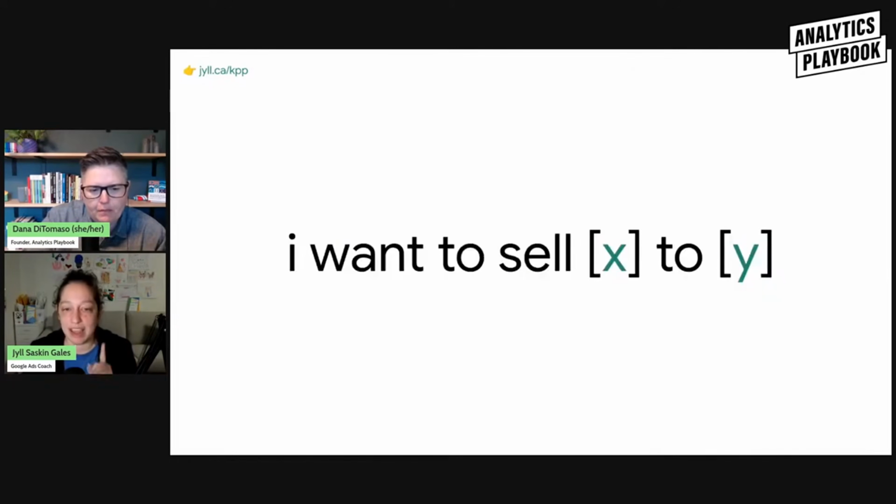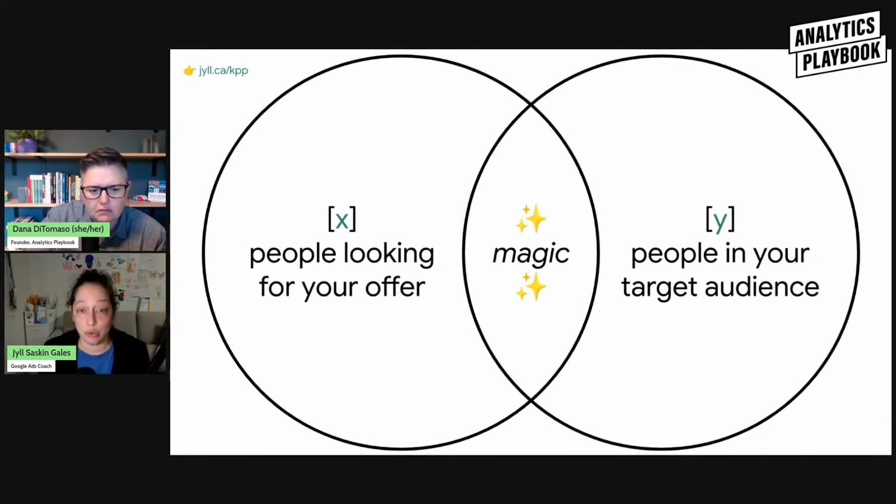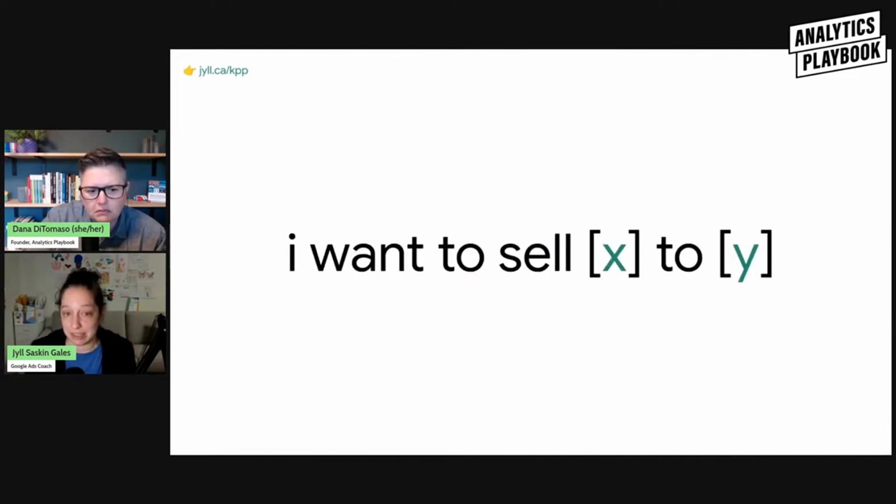I want to sell X to Y. So I want to sell Google Ads courses to small business owners. Maybe I also want to sell Google Ads courses to aspiring and experienced Google Ads freelancers, right? You may have multiple offers. You may have multiple target audiences. For each XY pair, you can put together this sentence.